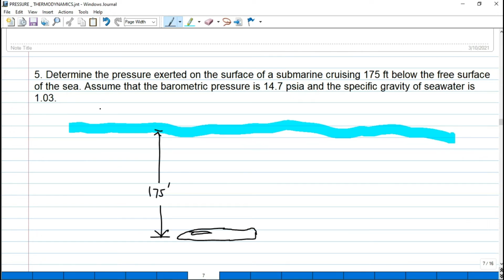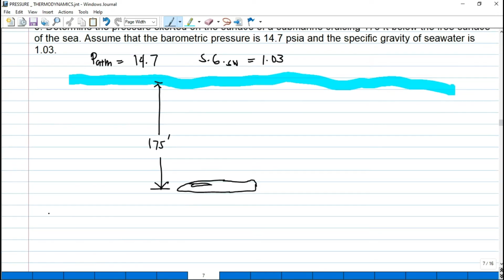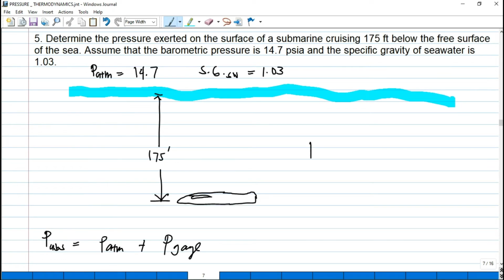So assume a barometric pressure of 14.7 psi, so the atmospheric pressure is 14.7 psi. Yung specific gravity ng seawater is 1.03. Okay, so the pressure exerted on the submarine, let's say the absolute pressure, is just equal to the atmospheric pressure plus the gauge pressure. The gauge pressure is the pressure due to height, that is gauge pressure equals density of seawater times the gravitational acceleration times the height, which is 175 feet.